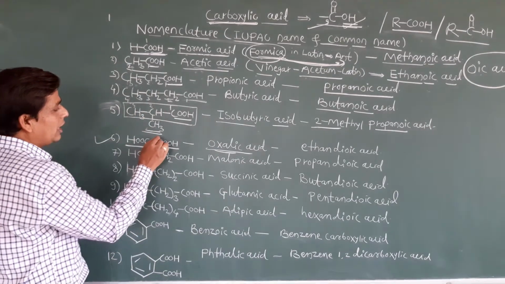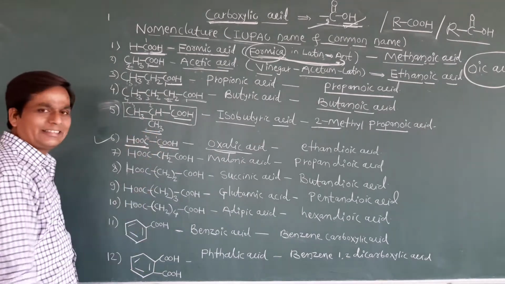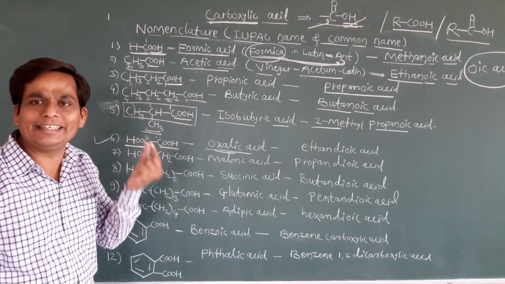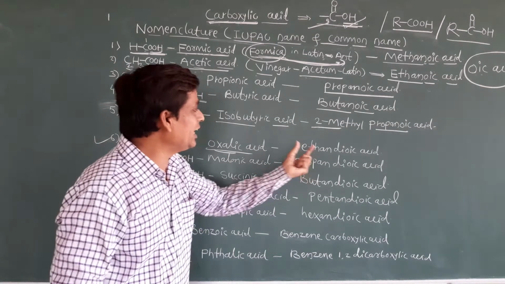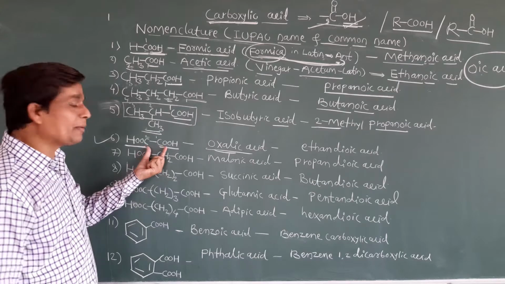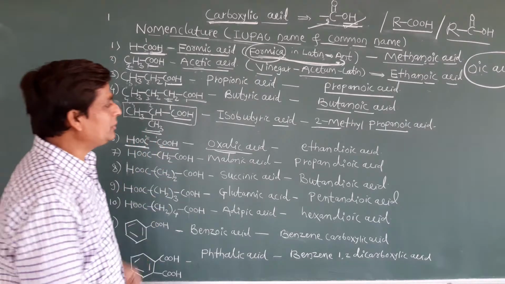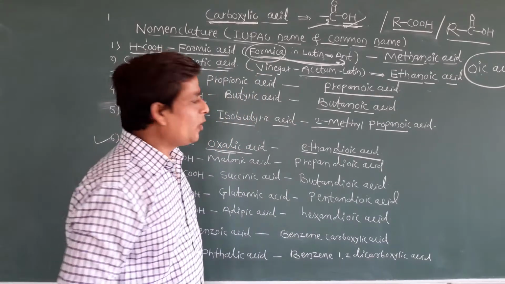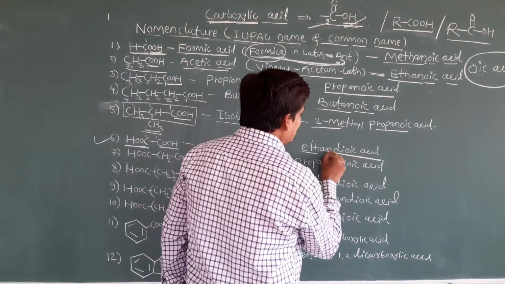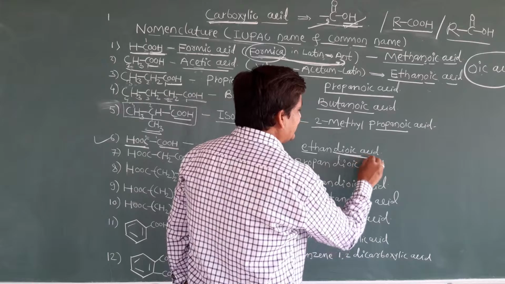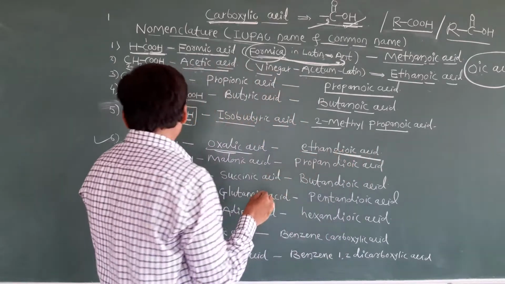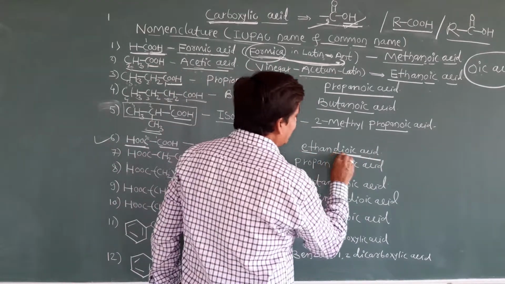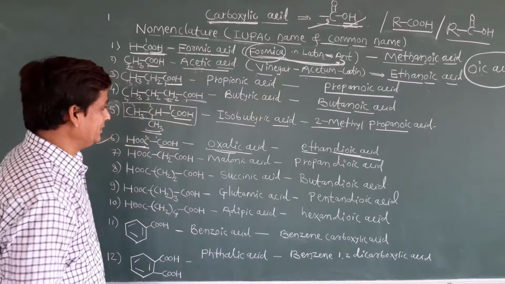What about the IUPAC name? How many carbons are present? Only 2 carbons. Means it is ethane. But the carboxylic acid group is there 2 times. That's why I have written ethane dioic acid. Ethane dioic acid. Here the E is replaced by OIC acid, and because this carboxylic group is 2 times, I have written dioic acid.